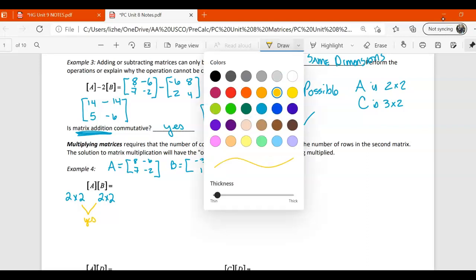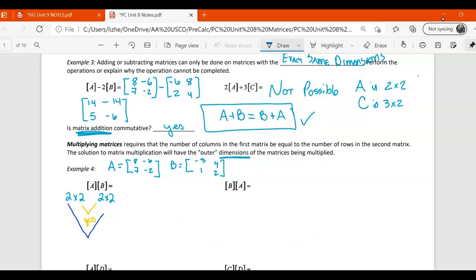And then once you verify that those two numbers are the same, then the outer two numbers are the dimensions of your product. So when you multiply a 2 by 2 and a 2 by 2, you are going to get a 2 by 2. And you need to know that because when you multiply these matrices, and you will have to do this without a calculator. I mean, you can do it with a calculator sometimes, but these will be non-calculator problems on your test. So this is how you multiply them.